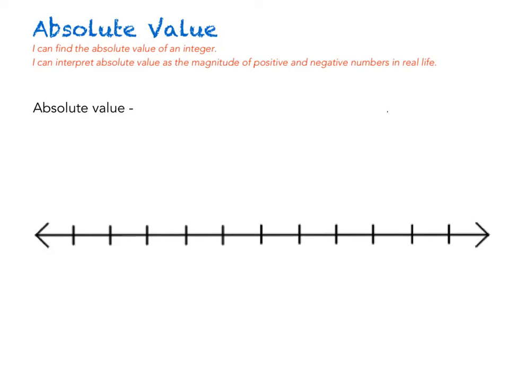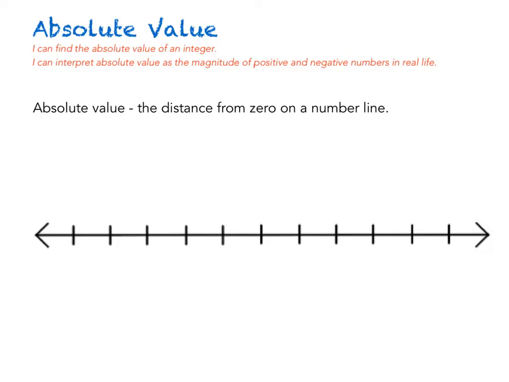In this lesson about absolute value, we will learn how to find the absolute value of an integer, as well as interpret the absolute value as the magnitude of positive and negative numbers in real life. First, let's start with what absolute value means. It simply means the distance from 0 on a number line.